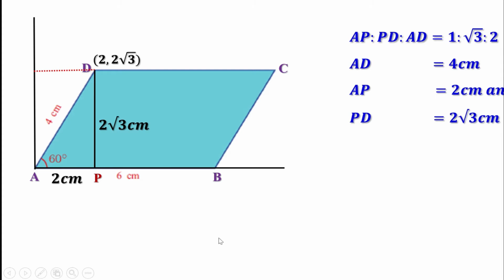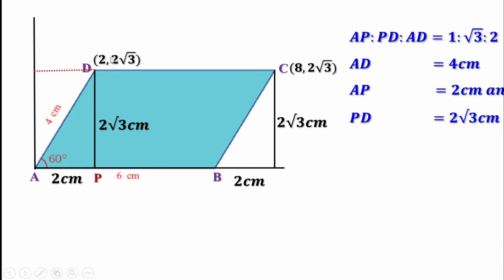Now let us find the coordinates of C. For that, let me draw a perpendicular from C to the x-axis. We know this distance is 2 and this distance is 2 root 3 because these two triangles are equal triangles. This distance is 6 and this is 2. Therefore, from A to this point, the distance is 8. That means the x coordinate of this point is 8 and the y coordinate, we have seen, is 2 root 3. Therefore, the coordinates of C are (8, 2 root 3).